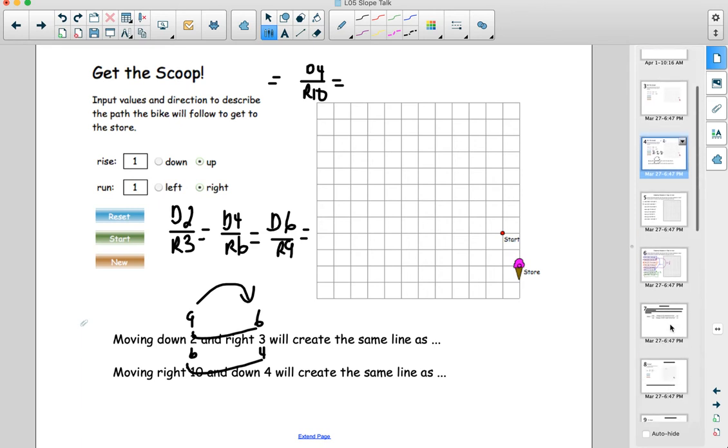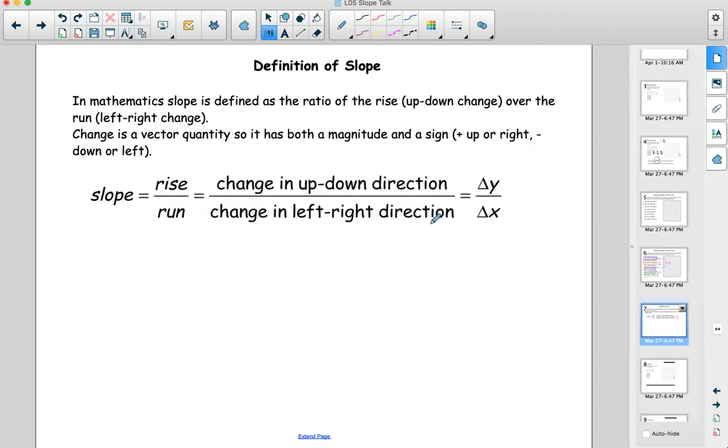So I'm going to give you a formal definition right now. What is the formal definition of slope? Slope is defined as the ratio of the rise, which is your up-down change, over the run, which is your left-right change. It is a vector quantity, as opposed to a scalar, which is just the magnitude. It has a magnitude and a sign, and the sign will tell you the correlation. If slope is positive, the line is moving up to the right. If the slope is negative, the line is moving down to the right.